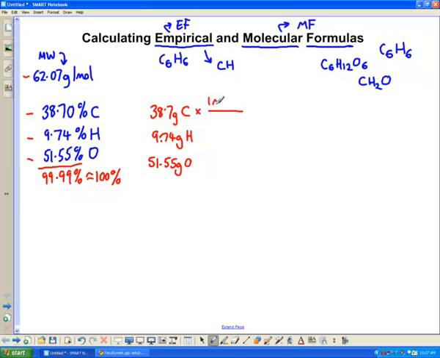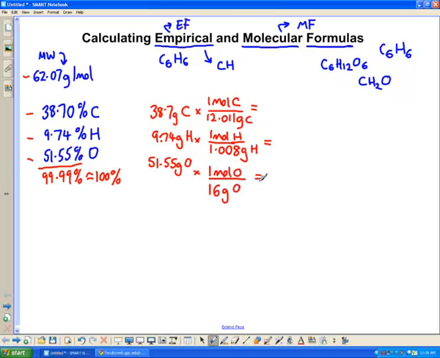And I know that in 1 mole of carbon I have 12.011 grams of carbon, just as I know that in 1 mole of hydrogen I have 1.008 grams of hydrogen, and in 1 mole of oxygen I have 16 grams of oxygen on the bottom. So that's carbon, hydrogen, oxygen.